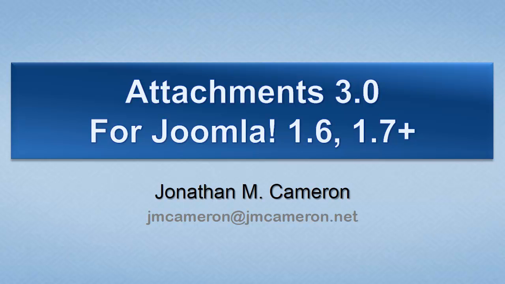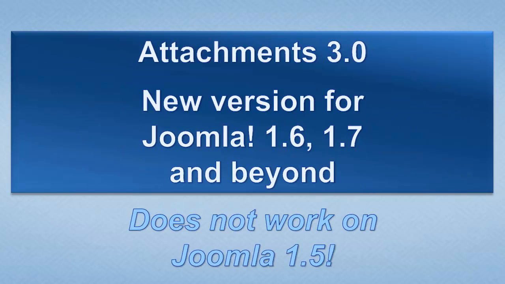Hello, I'm Jonathan Cameron, and I want to introduce you to version 3.0 of Attachments, a new version for Joomla 1.6, 1.7, and later. The purpose of the Attachments extension is to allow you to attach files and URLs to Joomla articles and other types of content such as categories. An earlier version of Attachments, 2.2, works with Joomla 1.5, but will not work with Joomla 1.6. This version works with the new 1.6 and 1.7 versions of Joomla. It includes some new and improved functionality that will make attachments a flexible and powerful addition to Joomla 1.6 and beyond.